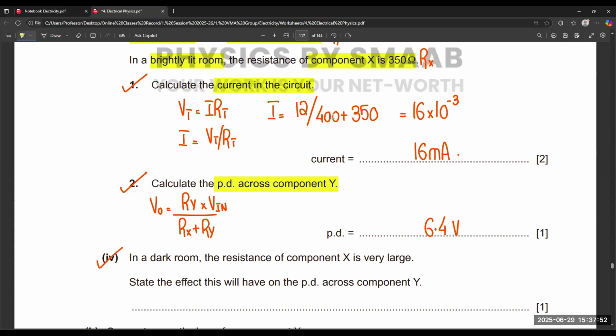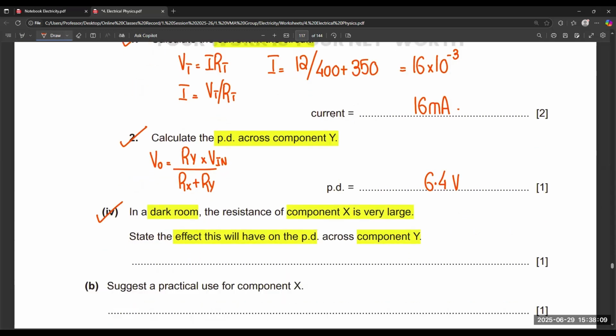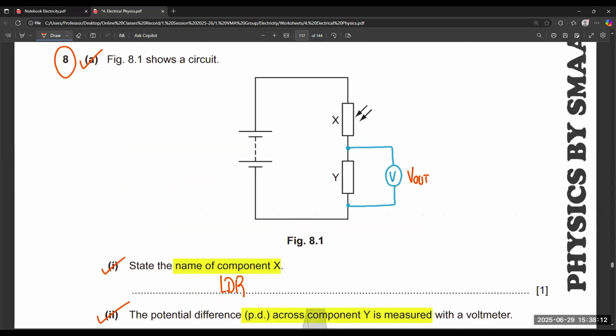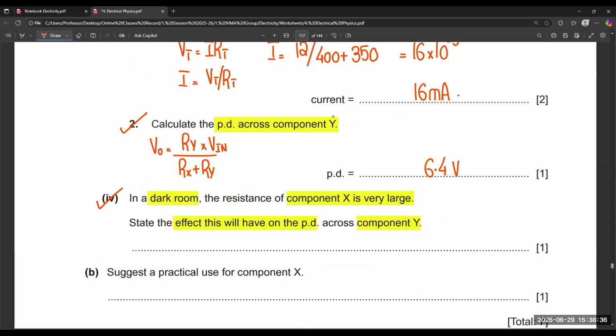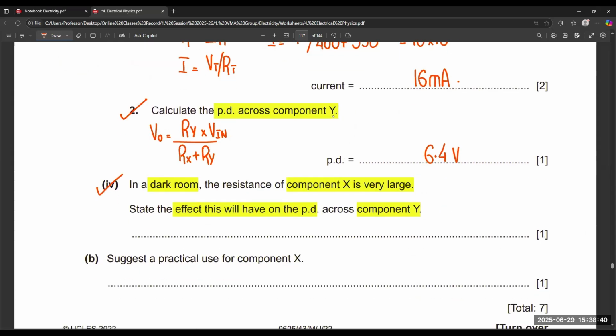In a dark room, the resistance of component X is very large. State the effect this will have on the potential difference across component Y. So we know that component X is LDR, and they are saying in a dark room resistance is high, so definitely the voltage share of X will be increased, but the share of the voltage for Y will decrease. So this is the difference. So we say that it decreases.